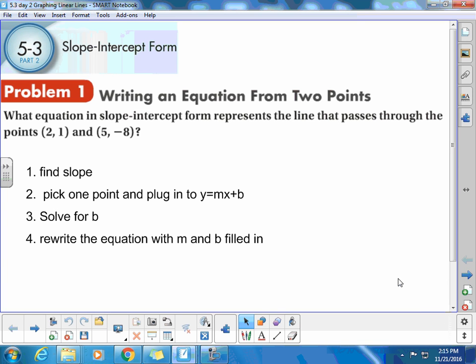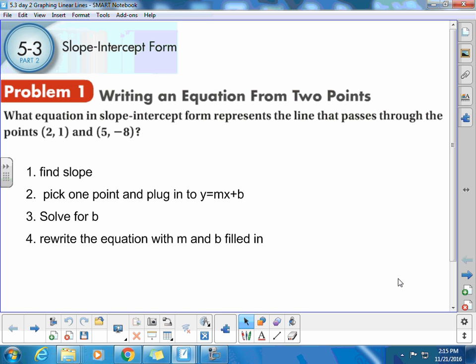5.3 day 2, slope-intercept form. So writing an equation from 2 points. They're giving us 2 points and we want to write an equation in slope-intercept form to represent the line that passes through them. So here are these instructions and you are going to have to memorize how to do this.